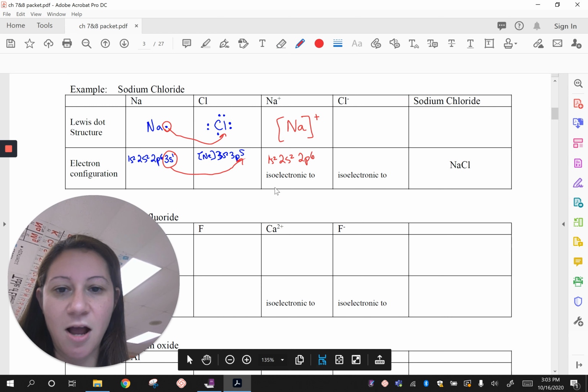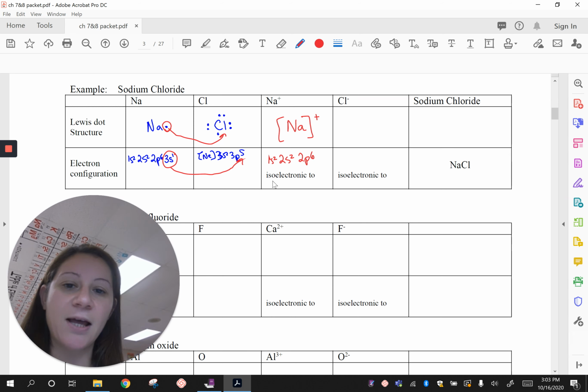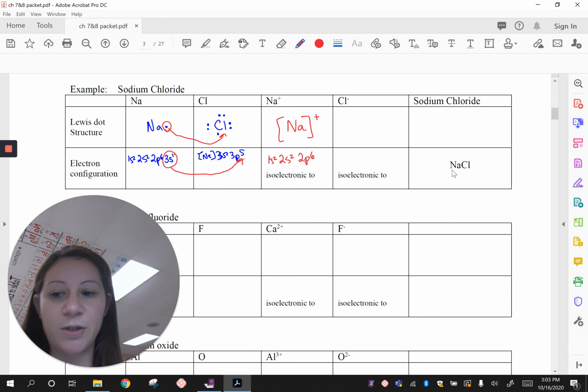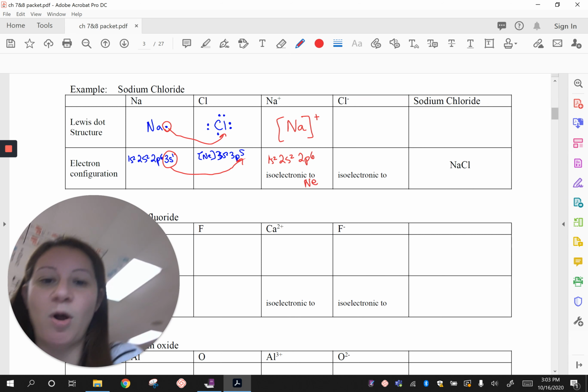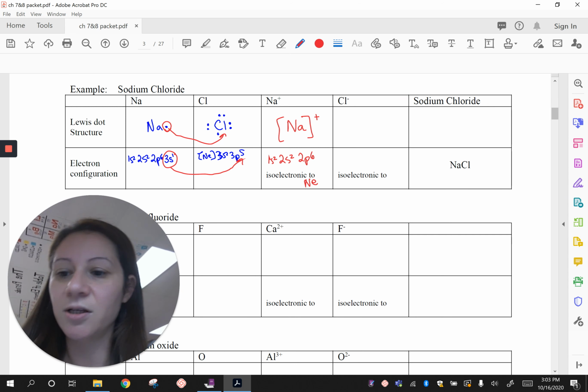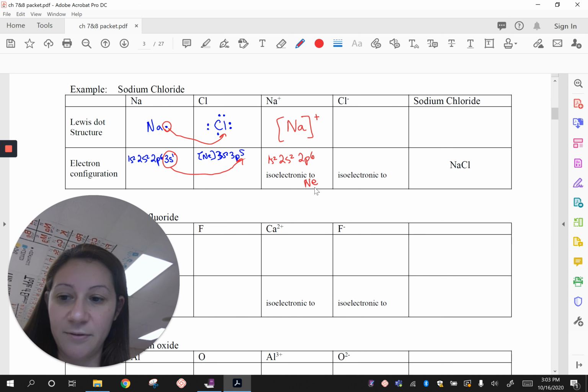Isoelectronic. Iso means the same, electronic means electrons. This has the same electron configuration as what? What has an electron configuration of 1s2, 2s2, 2p6? Well, that is neon. And that's exactly why sodium bonds, and it gives away that electron to become like neon.